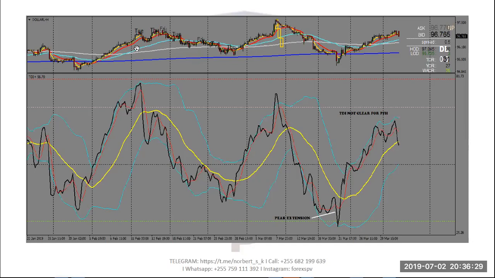So we move to the quarters. We move to the quarters.